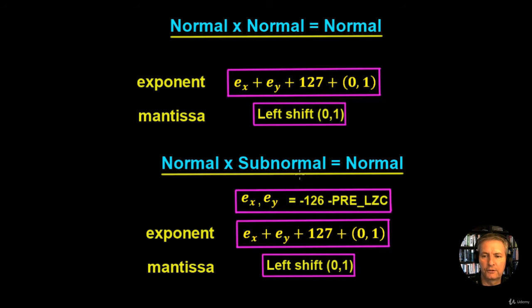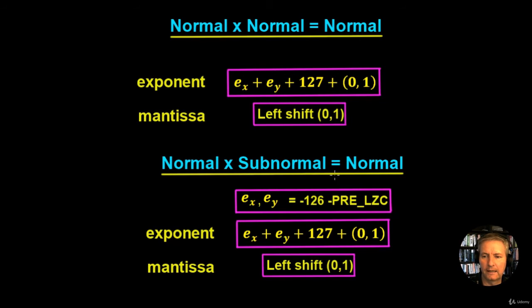Then we looked at normal times the subnormal, giving the normal result. And what we did was we took the value of our unbiased exponent ex or ey, whichever one was the subnormal number, and we made that value minus 126 minus the pre-leading 0 count. So this is the leading 0 count of the subnormal number, also including the 24th bit, which is the hidden bit, which is a 0 for a subnormal number.